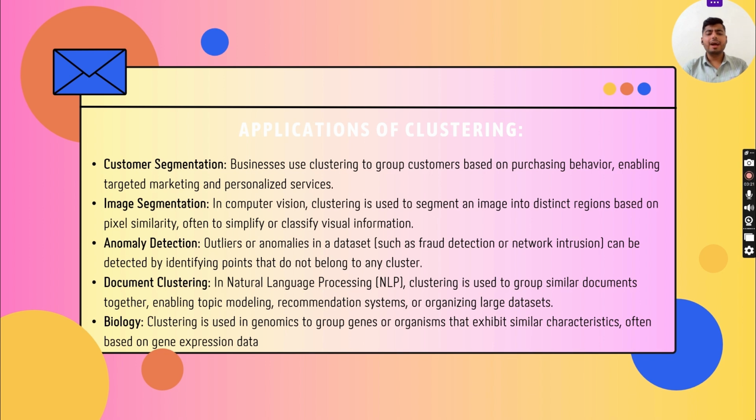Anomaly detection. Outliers or anomalies in data sets, such as fraud detection or network intrusion, can be detected by identifying points that do not belong to any cluster. Next is document clustering. In natural language processing, NLP, clustering is used to group similar documents together, enabling topic modeling, recommendation systems, or organizing large data sets. Clustering can also be used in biology, in genomics, to group genes or organisms that exhibit similar characteristics, often based on gene expression data.